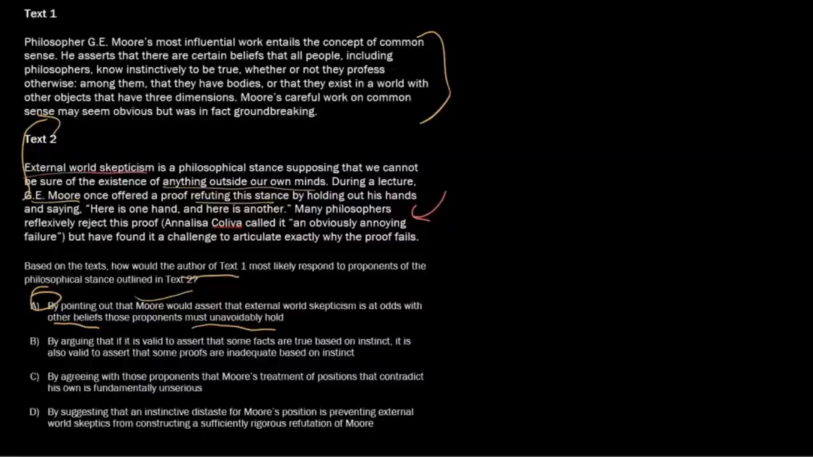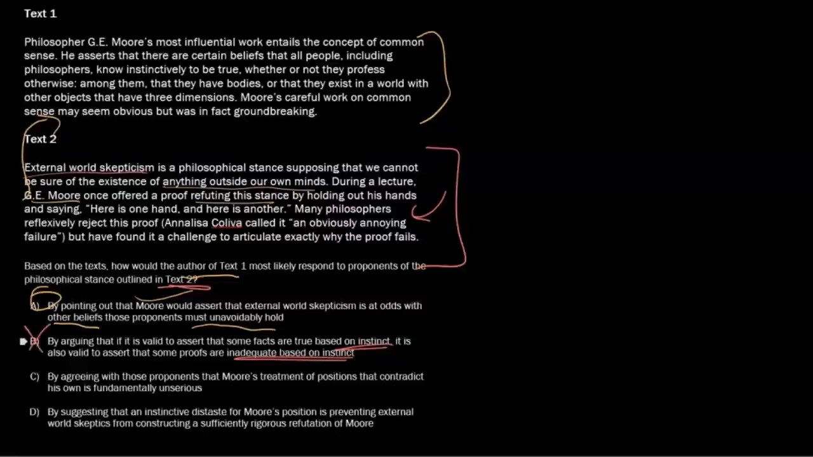Now, this is pretty philosophical, right? We're getting kind of deep here. But B: by arguing that if it is valid to assert some facts are true based on instinct, it is also valid to assert that other proofs are inadequate based on instinct. Well, this isn't really what he's offering up, okay? There's not too much on instinct here. The main choice is definitely not on instinct, and this one doesn't even really mention instinct, right? So he's not going to respond to text 2 by talking about instinct when text 2 didn't even talk about instinct.